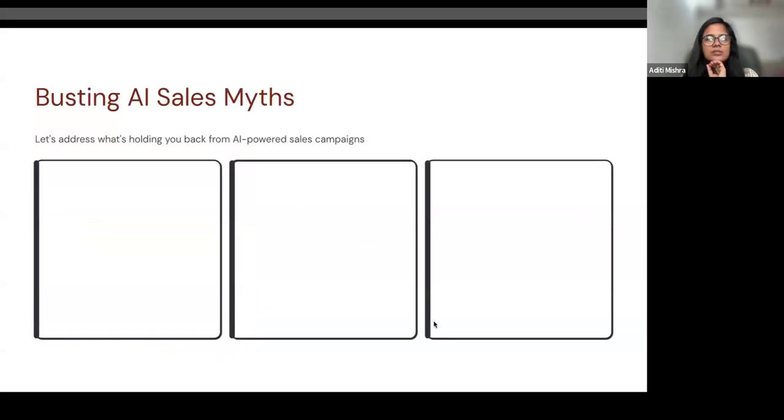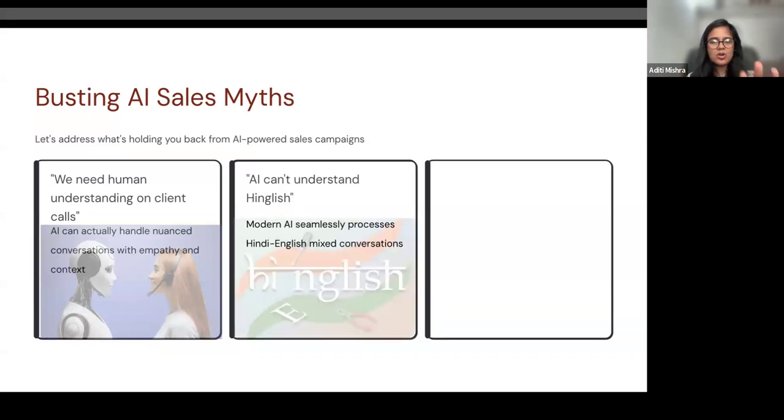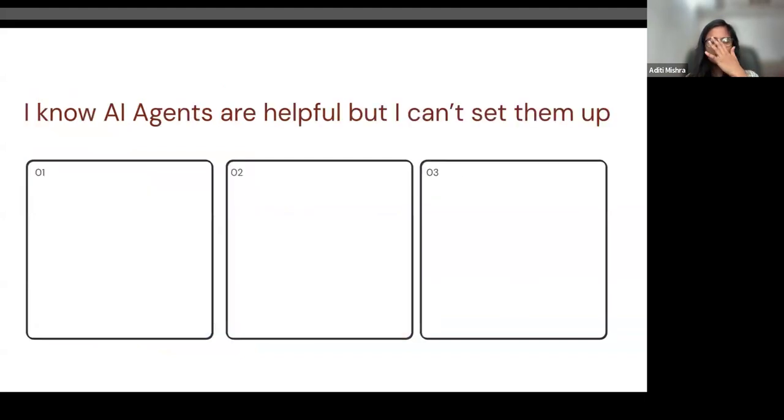Then we talked about some AI sales myths that I think you heard. Like, can AI understand client nuances, because every client is different and talks about different concerns? How do we train our AI to handle all the scenarios? We talked about the Hindi plus English local mix of language, and then the pickup rates. We'll quickly talk about pickup rates on the platform as well. I'll show you some campaigns that we have run on production, if you want to see.